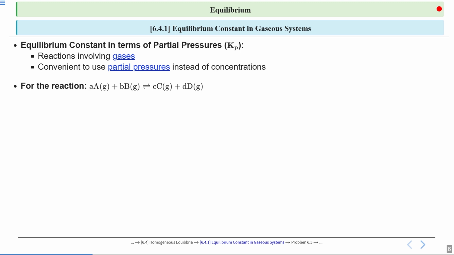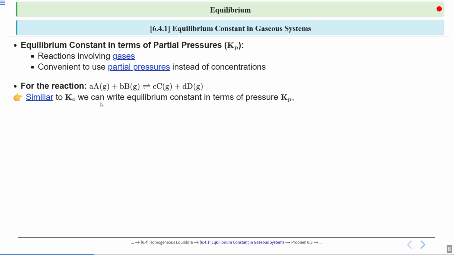Suppose we are considering the reaction A plus B giving us C plus D with their stoichiometric coefficients as small a, small b, small c and small d respectively. Here you can say that this reaction mixture will be a homogeneous one. Why? Because all of the species are present in the gaseous phase. Then, in a similar way in which we write the Kc, we can write the Kp as well.